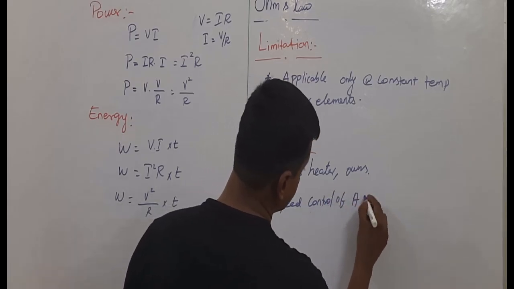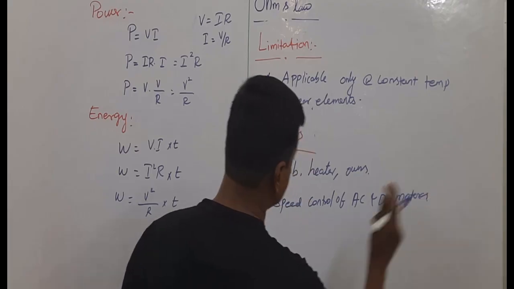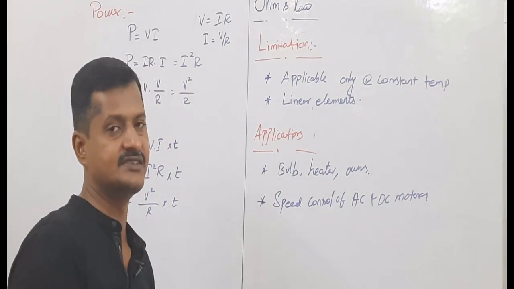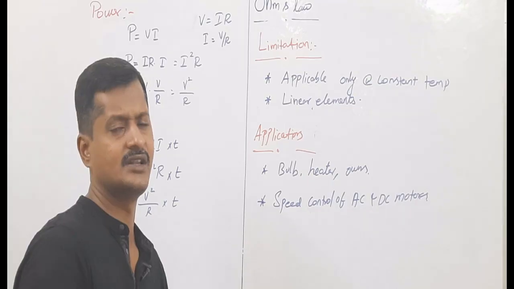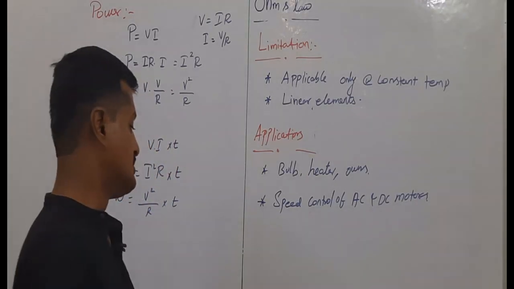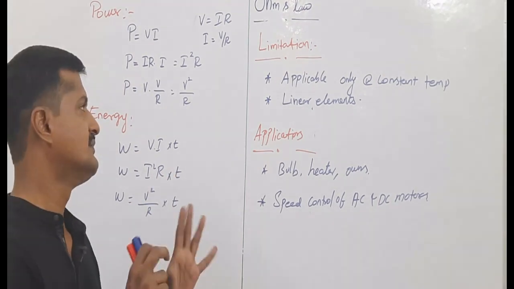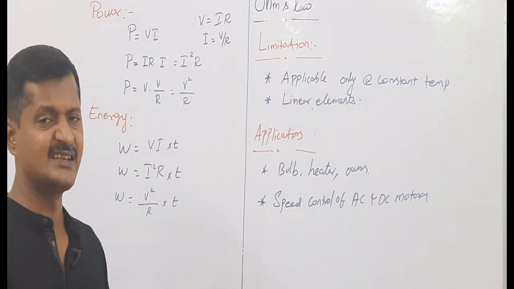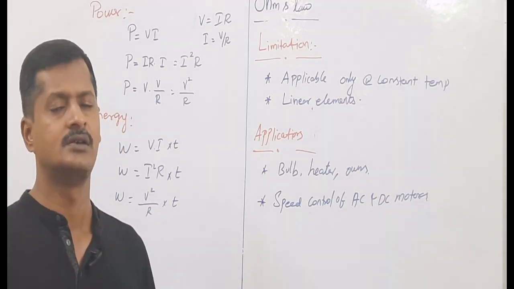It is also used in speed control of AC and DC motors, to resist the flow of current. In between you put a resistor, that resistor will block the current flow through the motor, then the speed of the motor will be controlled, right? So that's all about Ohm's law and resistors. We have discussed most of the parameters related to resistors and Ohm's law, right? Thank you.